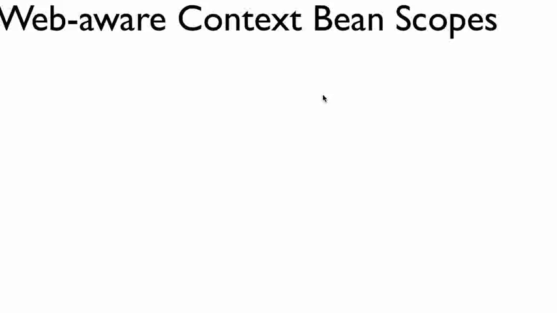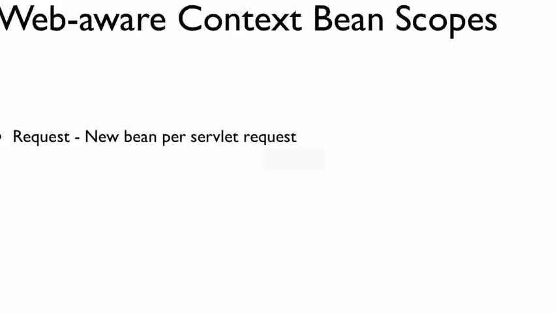Since it ties in well with the servlet APIs, Spring is capable of knowing when there is a new request, when there is a new session. So you can tie the bean scopes to the request and the session. So you have a request scope where a new bean is created per servlet request. Spring will be aware of when a new request is happening because it ties in well with the servlet APIs. And then depending on a request, it creates a new bean.